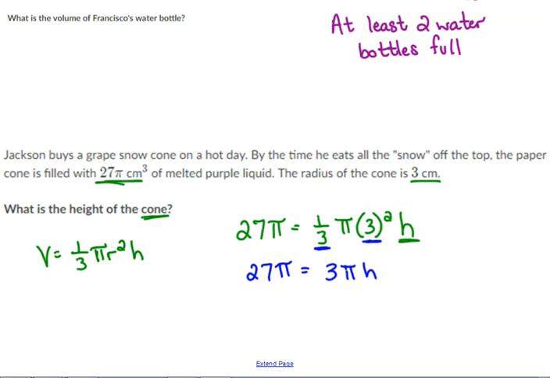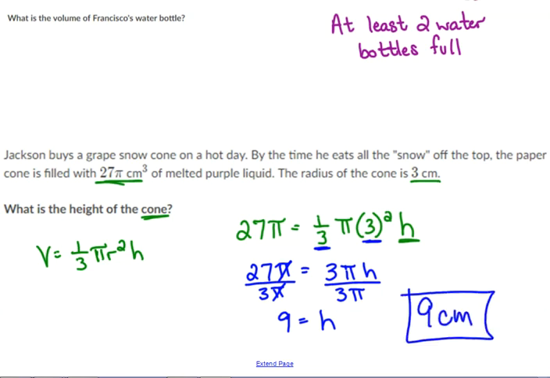How do we solve for h? Add, subtract, multiply, divide. Divide by 3 pi. So the pi's cancel. 27 divided by 3 is 9. 9 what? Centimeters. 9 centimeters is the height of our cone.